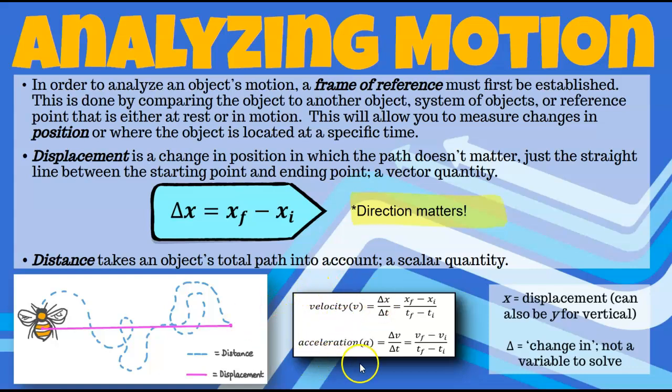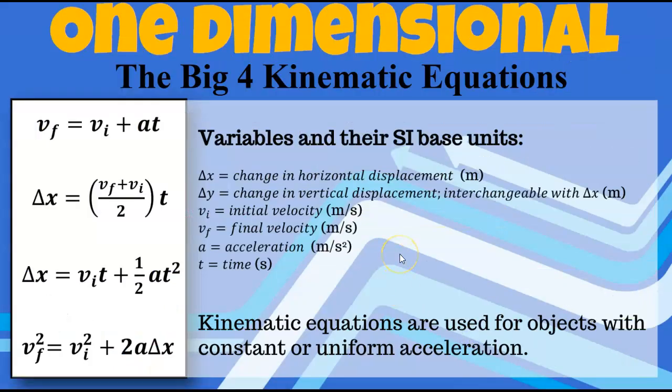We also learned about velocity and acceleration, and here it talks about what x is versus what the triangle means, which stands for delta, which means change in. These are the four big kinematic equations that you're responsible to know and should have in your notes. Here you have the variables and their SI units.